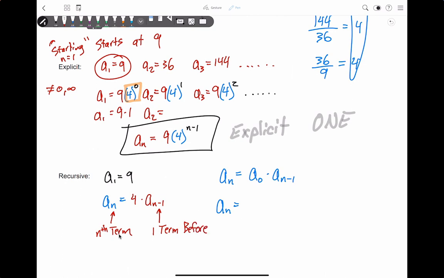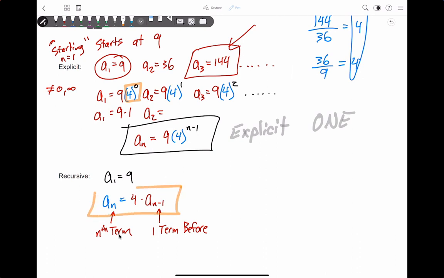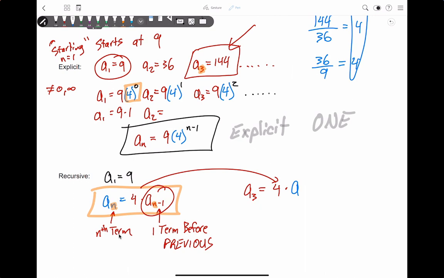So again, if I wanted to verify with the recursive, it is a little bit different. Let's say we wanted to verify this one right here. A sub 3 is 144. If I'm looking for a sub 3 on my recursive formula, it's basically saying n is 3. So n would go here and n would go here. So the third term will equal 4 times the previous term, and the previous term would be a sub n minus 1.